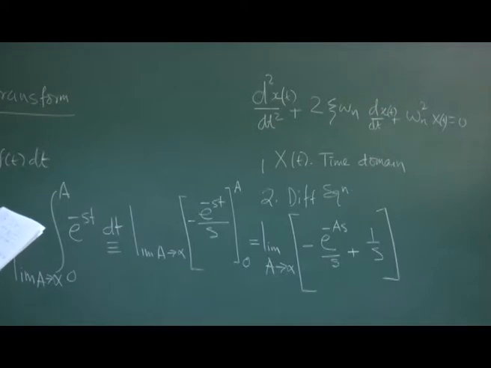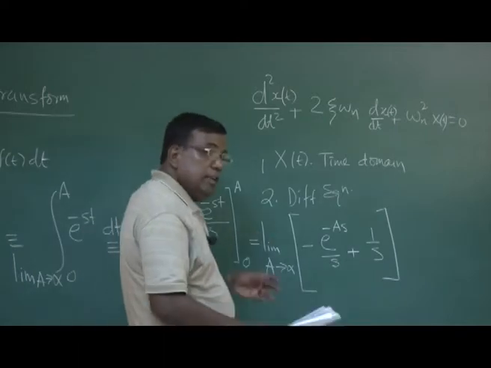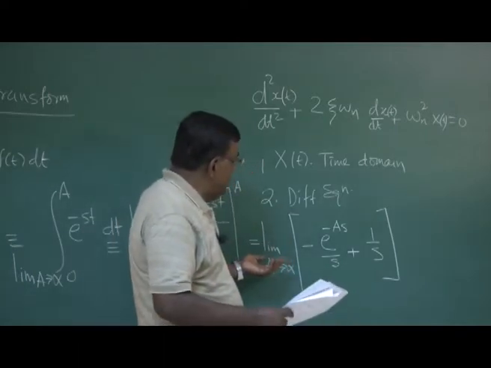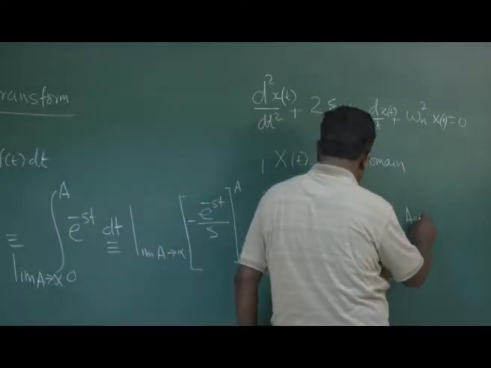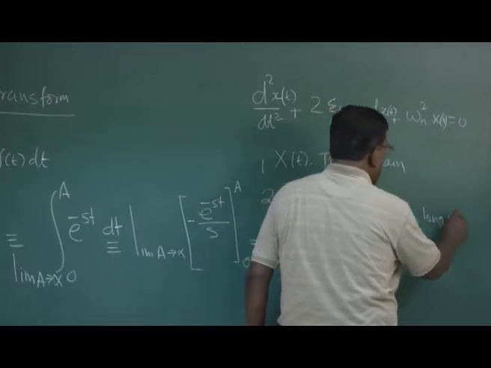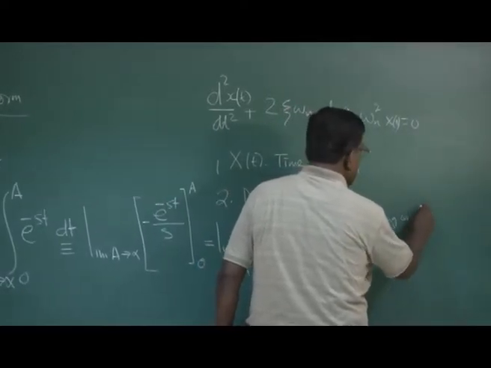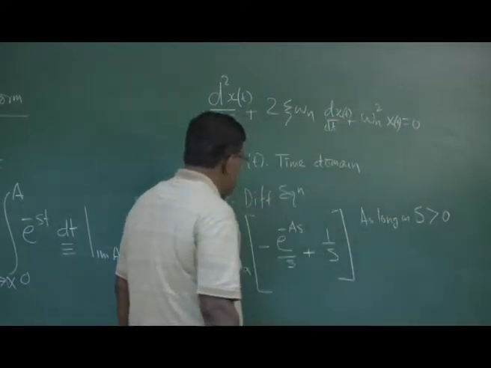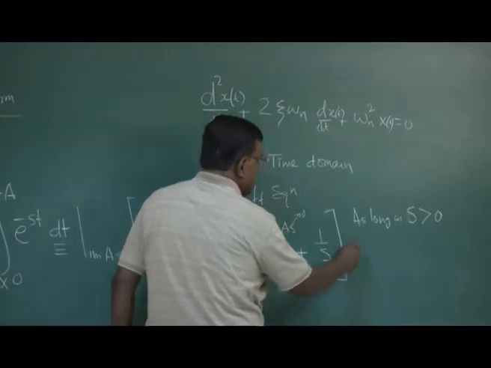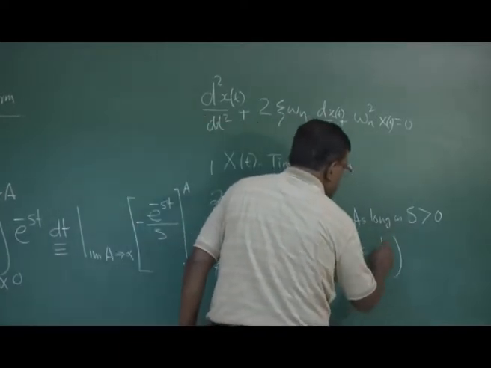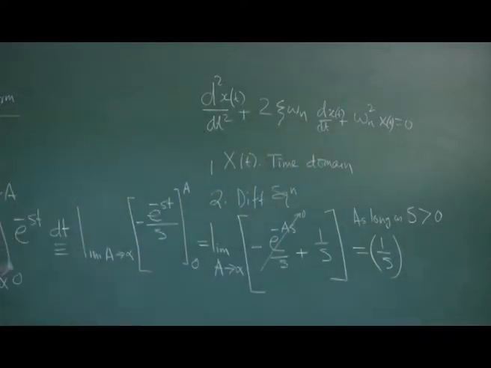So what is happening if I do that? See, understand, this is very important. As long as s is greater than 0, if I take this limit, this term will go to 0, and the result will be 1 by s. This is extremely important that s has to be greater than 0, otherwise it will not converge, right?